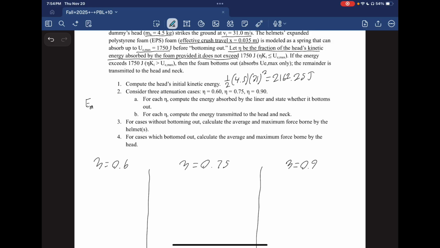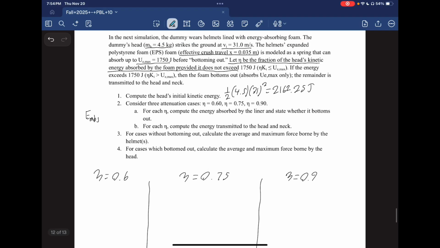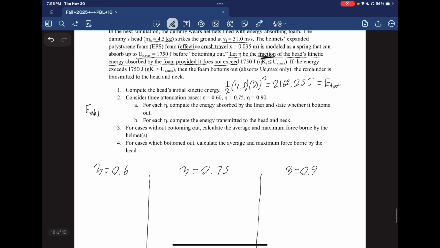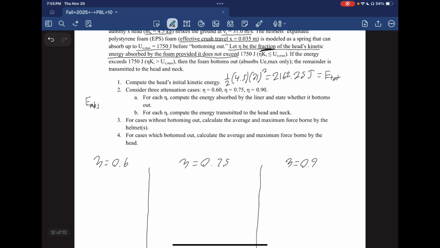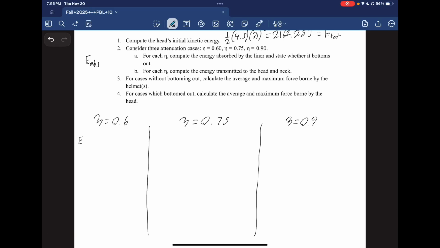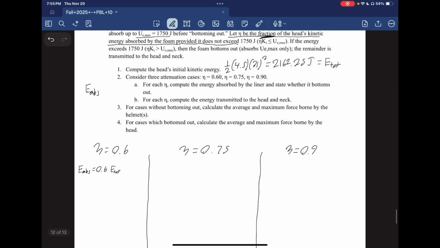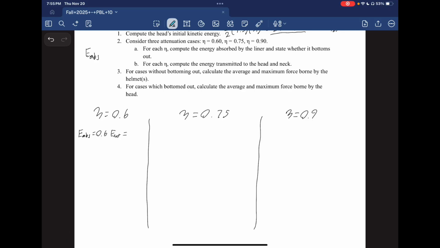So first we want to compute the energy absorbed. We'll call that E absorbed by the liner and state whether it bottoms out. So energy absorbed by the liner is just going to be, this eta is a fraction of how much kinetic energy is absorbed. So if we call this number up here E total, our total kinetic energy, each one is just going to be the fraction multiplied by the total kinetic energy. So here we have E absorbed equals 0.6 times E total, which again, E total is 2,162.25.